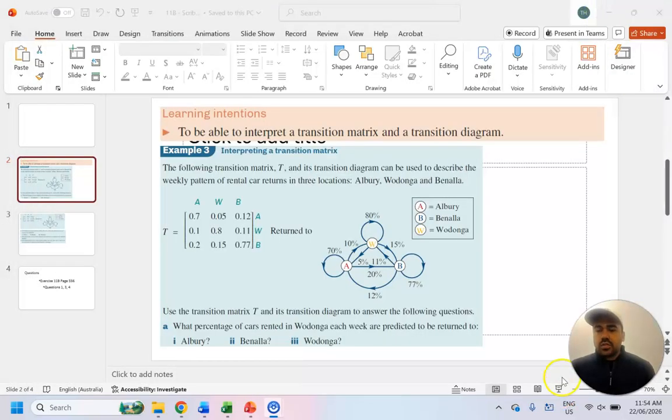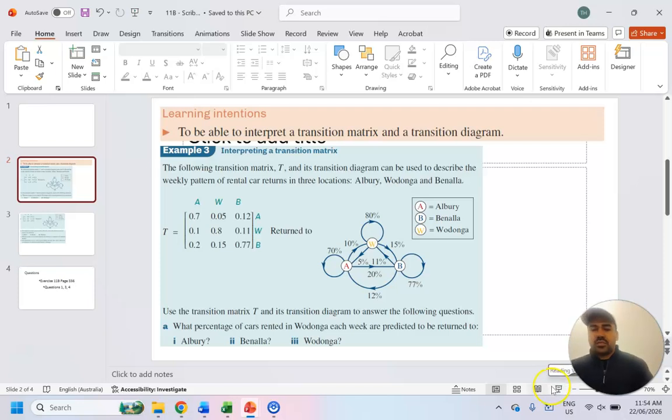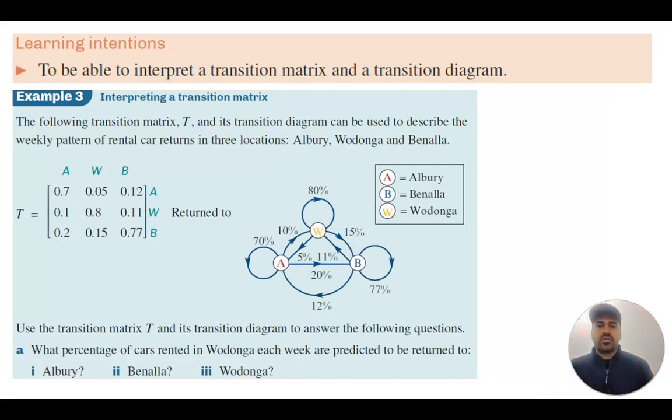Hey crew, this is looking into exercise 11B, interpreting transition matrices. So far what we've looked into is being able to set up a transition matrix and understanding how to set it up and how to complete the matrix from a given network of some sort.